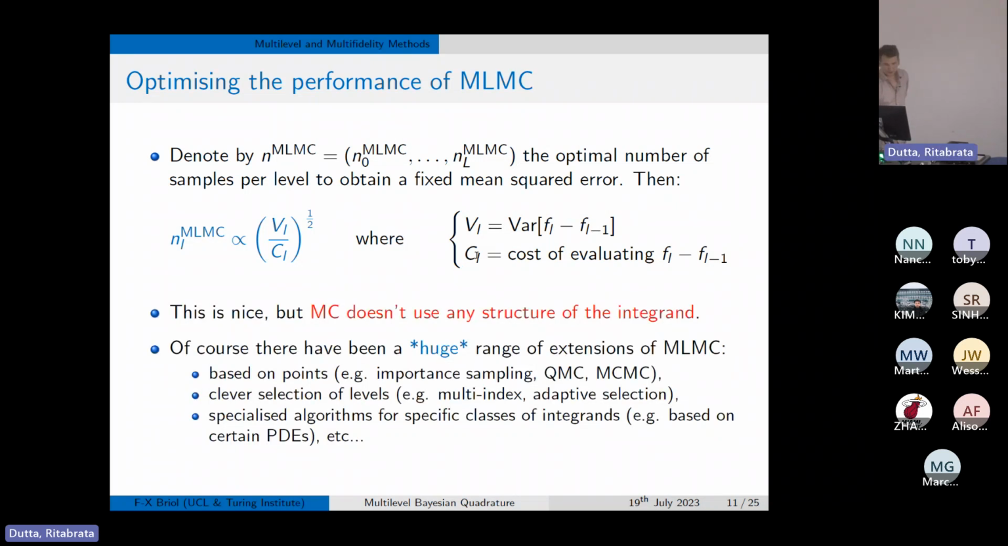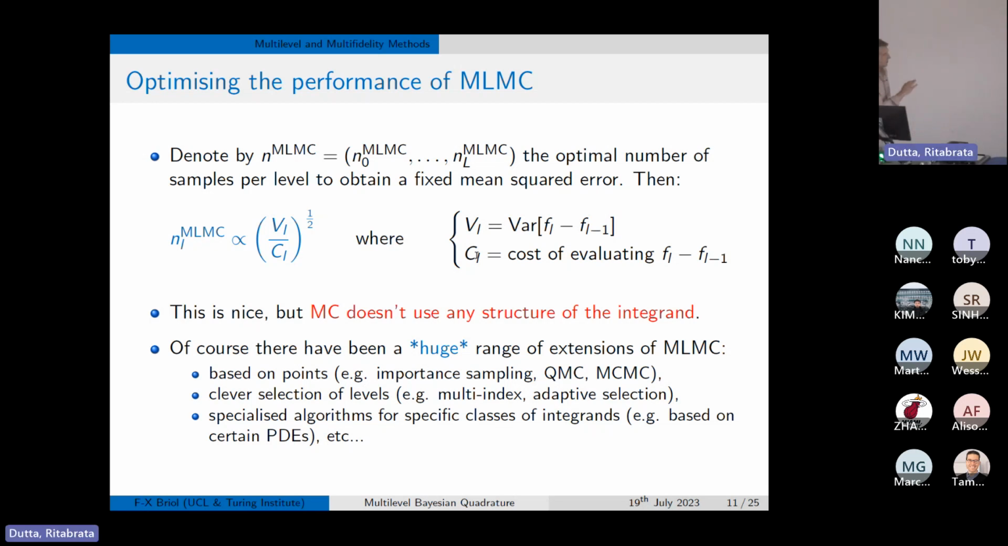OK. This is all very nice. But multi-level Monte Carlo as such doesn't really use any structure of the integrand. So you might know lots of things about your integrand that you might want to use to improve on this. So for example, if you know your function is periodic, then you might want to encode that into your estimator. If you know it has a certain level of smoothness, again, you might want to add it, or perhaps even sparsity. And there's a huge range of extensions of multi-level Monte Carlo which do small variations on this, but many of them don't quite build that much structure into the method.